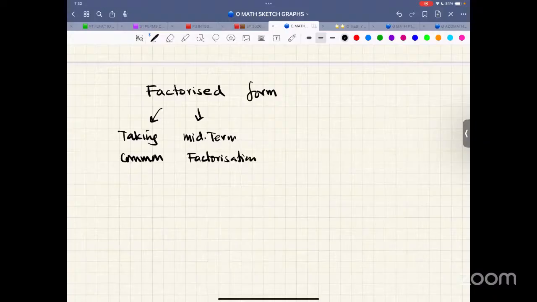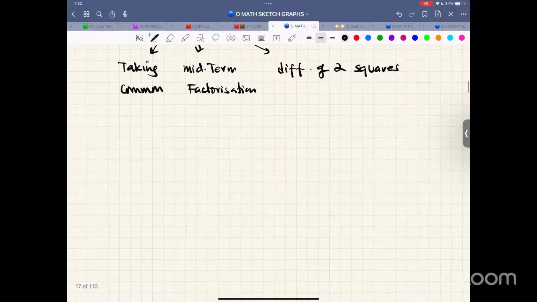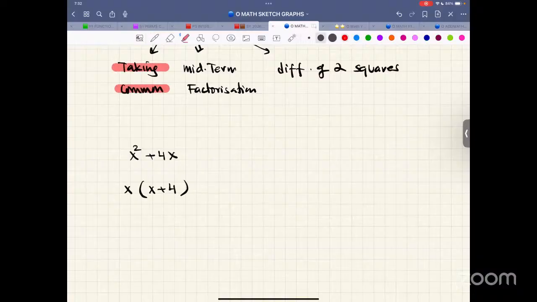Factorization also includes difference of two squares. So now it includes the following: taking common, middle term factorization, and difference of two squares. For example, x squared plus 4x. I can take x common, x plus 4. This is taking common. So that is the first one, taking common. That is an example right over here.